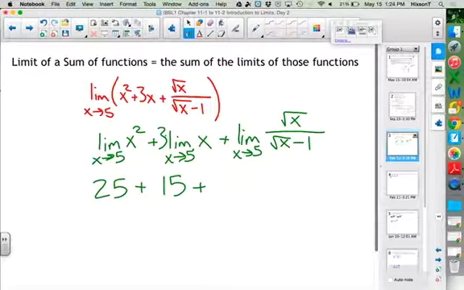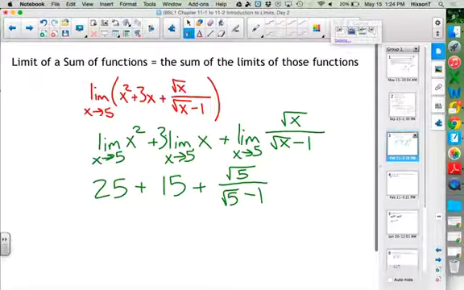Now, question, where is the asymptote on this function, square root of x over square root of x minus 1? It's at 1. So, are we approaching anywhere where it's not continuous? No. So how could we evaluate our limit? Just plug it in. So square root of 5 over the square root of 5 minus 1.